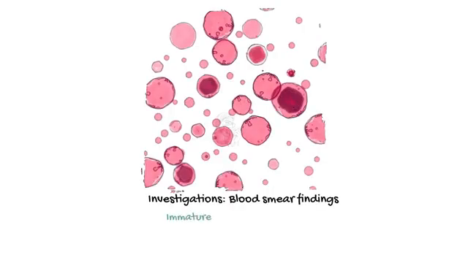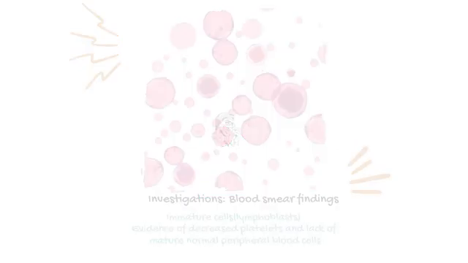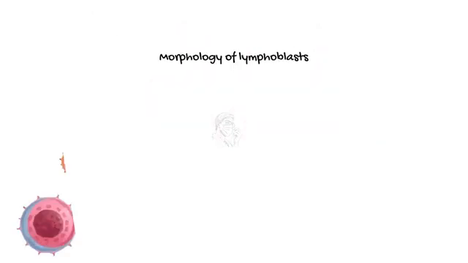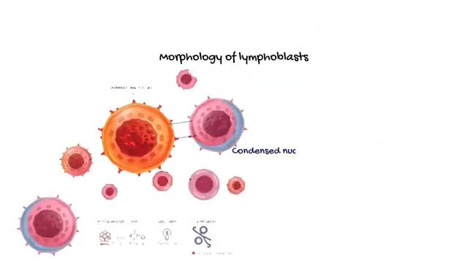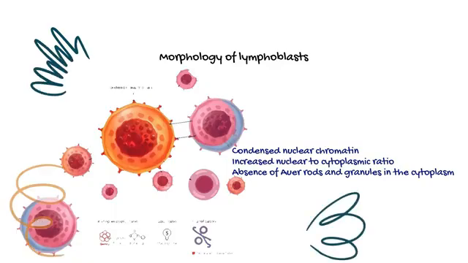Now let's talk about investigations. A peripheral blood smear usually shows circulating lymphoblasts, decreased platelets, and absence of mature normal cells. Morphologically, lymphoblasts have condensed nuclear chromatin, high nuclear to cytoplasmic ratio, and usually lack Auer rods. Classification today is mainly immunophenotypic and genetic.